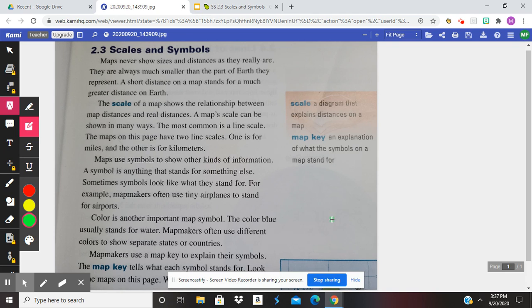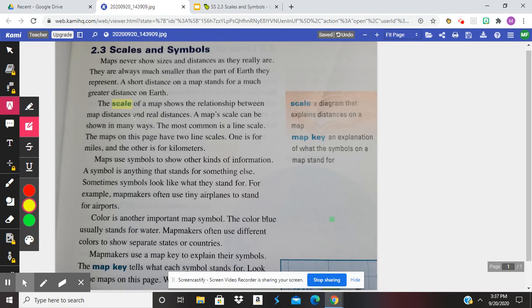So we're going to look at the maps on the next slide to look at the symbols to see what they stand for. I want you to pay attention up here. Do you see this word scale? Okay. Scale, it's in bold. So when you're doing your questions, it's probably going to ask you something about that.